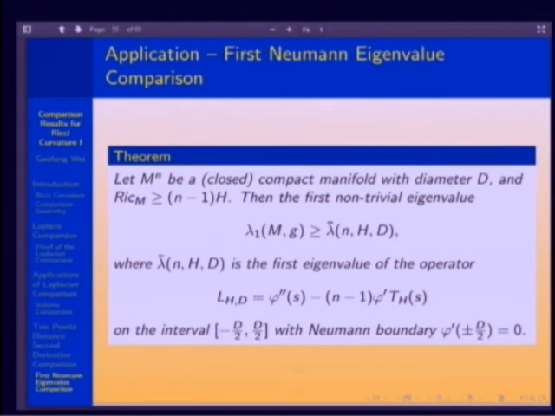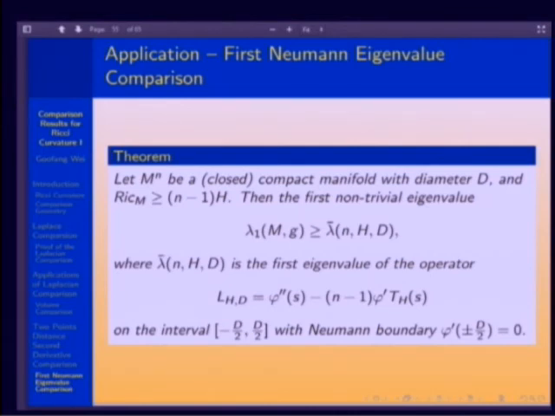Again, you have Ricci curvature lower bound. Then the non-trivial first eigenvalue of the manifold is greater or equal to the one in the model. So what the model is, you can visualize it in the one-dimensional model of the eigenvalue. This is actually just in the model. So it's still second derivative, first derivative on the interval, where D is the diameter of the manifold, with the Neumann boundary condition. So the eigenvalue of the space is always greater or equal to this model.